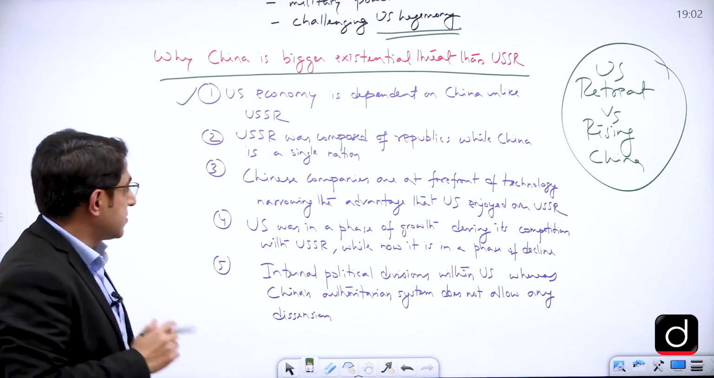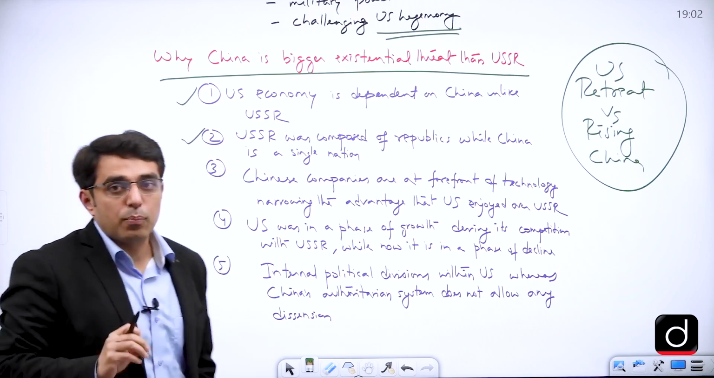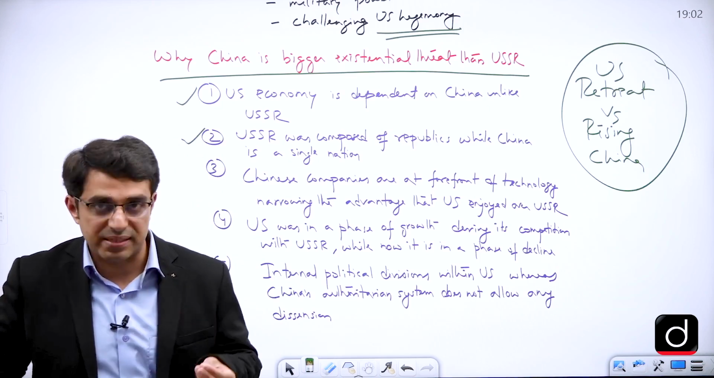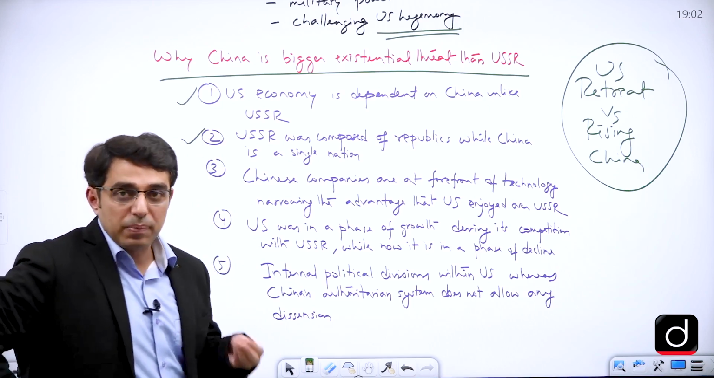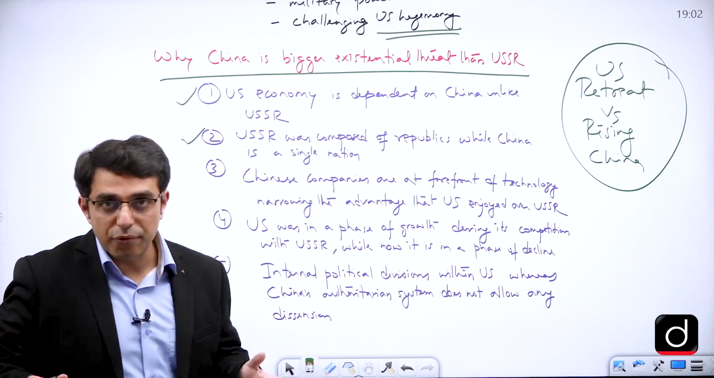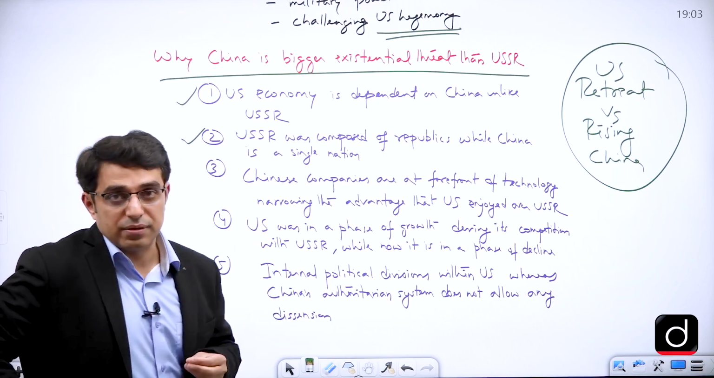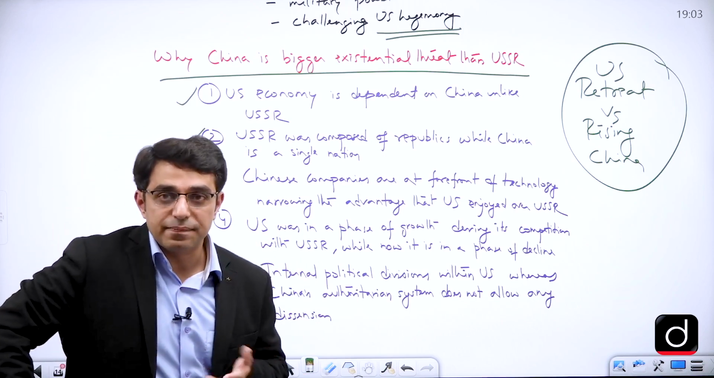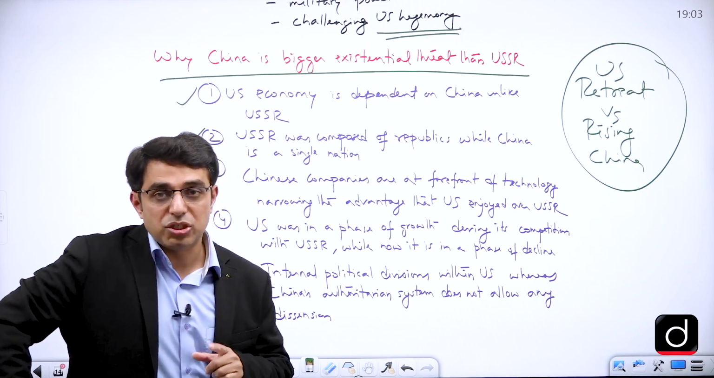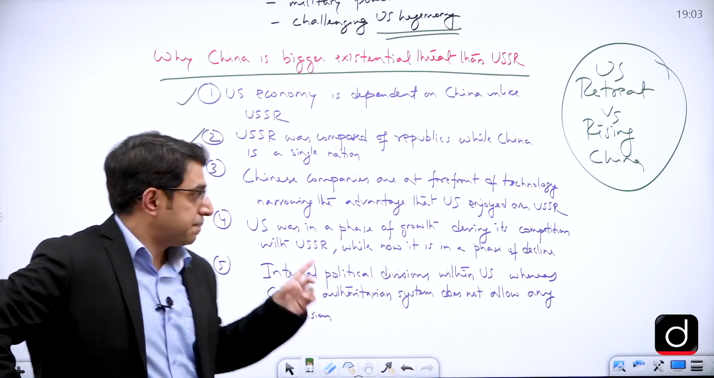much more serious. Second is the USSR was actually composed of several republics. So, Union of Soviet Socialist Republics. So, there were many republics and many nationalities within that country. But in the case of China, it is a single nation. So, one single nationality largely. So, that also makes China a much more potent threat compared to USSR.